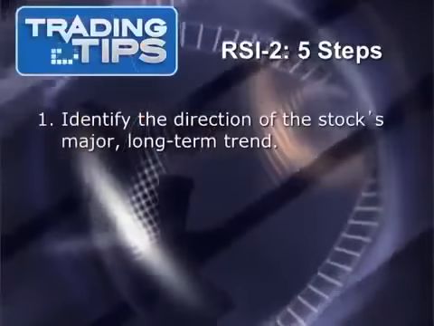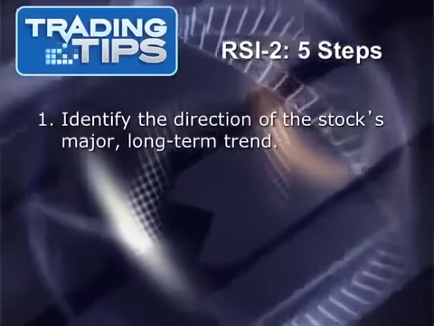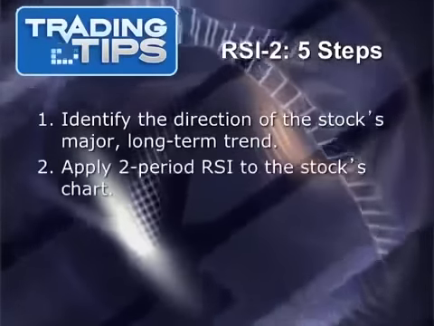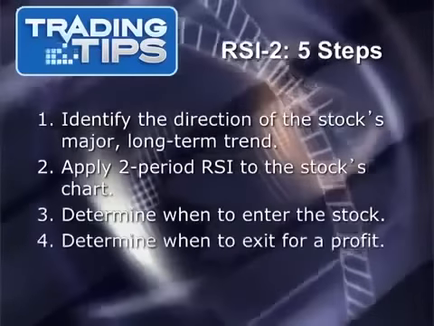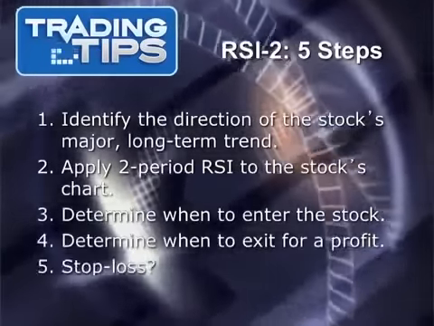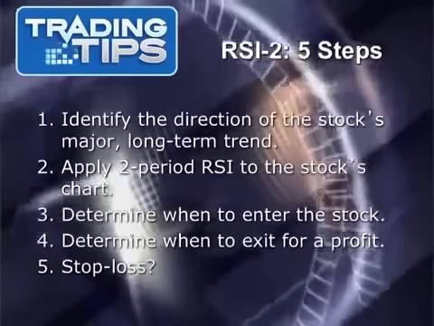There are 5 steps in the RSI 2 strategy. They are: 1. Identify the major long-term trend. 2. Apply a 2-period RSI. 3. Determine when to enter the position. 4. Determine when to close the position for a profit. And 5. Determine your stop loss. We'll look at each of these steps of the strategy individually on the following slides.